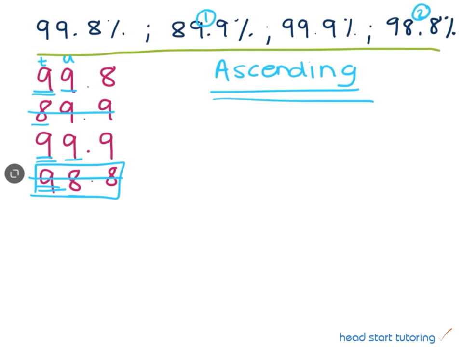So we have a look at our tenths column, because our 9s there are the same, and we see that 8 there is smaller than 9, so this will be the next number. So 99.8 over there will be the next number, and then obviously we've got our 99.9 over there.